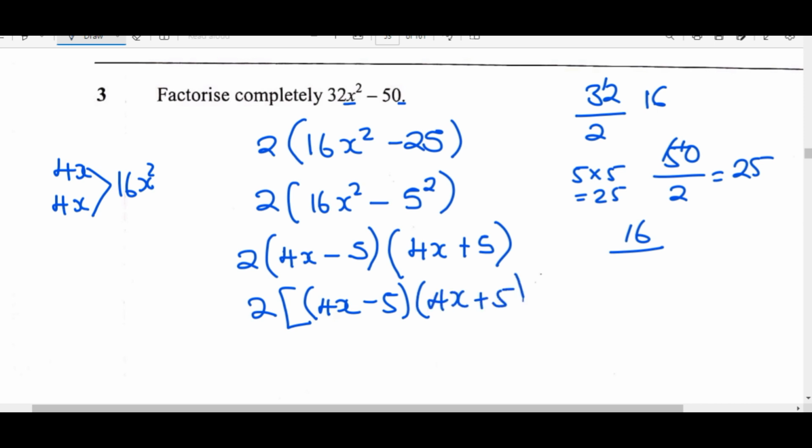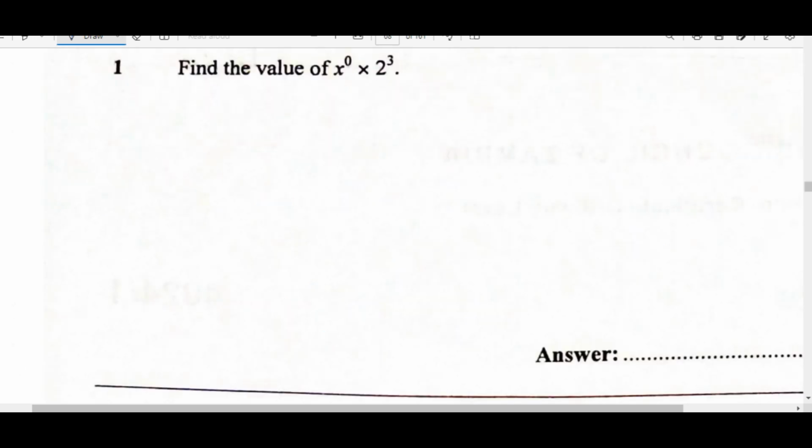So that means you've answered the question you were asked: find the value of x raised to the power 0 times 2 raised to the power 3. These are indices. The law of indices says that anything raised to the power 0 is equal to 1. You have to understand that one. And then this one, we're going to expand it so that we know.